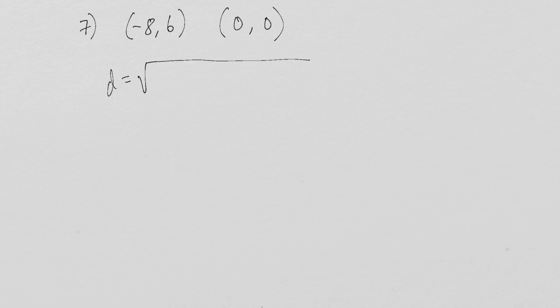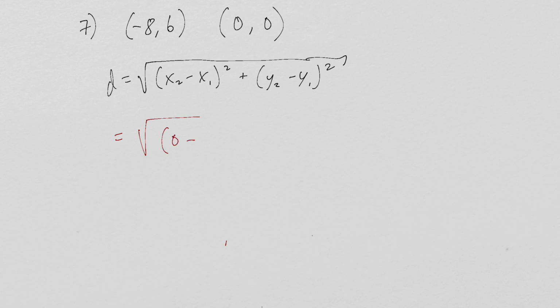All right, number 7, they want the distance between (-8, 6) and (0, 0). Well, you can do the distance formula, but you'll see how easy it is when you have zeros here. We have the square root of x2 minus x1 squared plus y2 minus y1 squared. This is x2, which is 0, minus -8, squared. That's going to be +8. And we have a 0 minus a 6 squared.